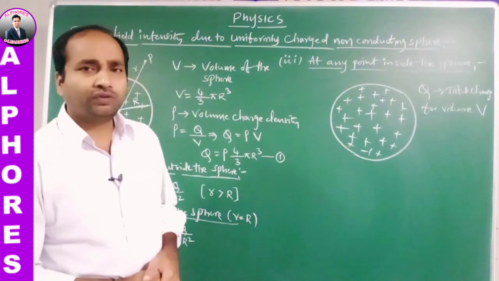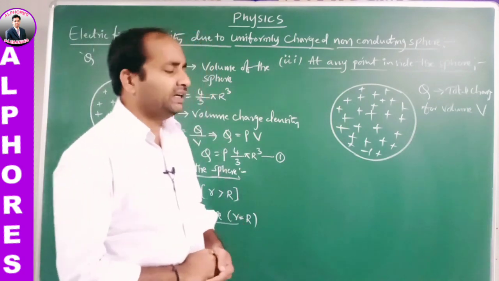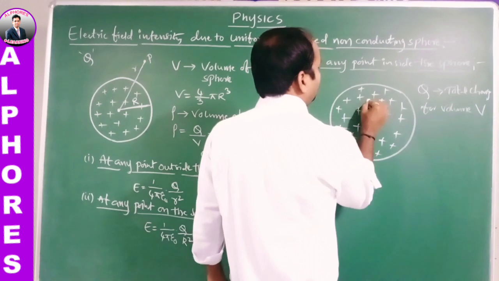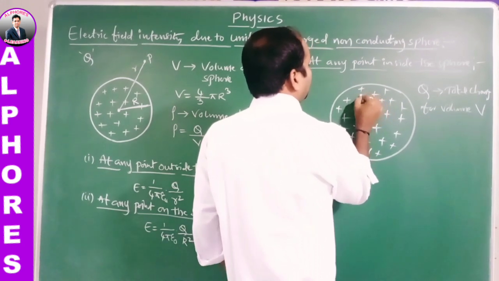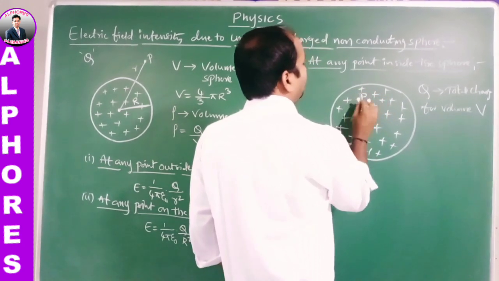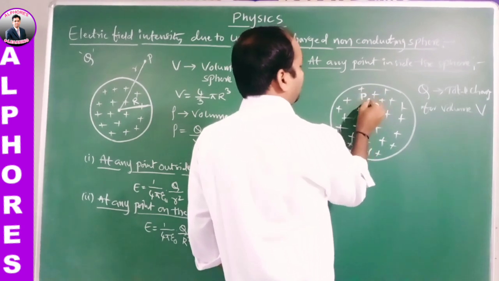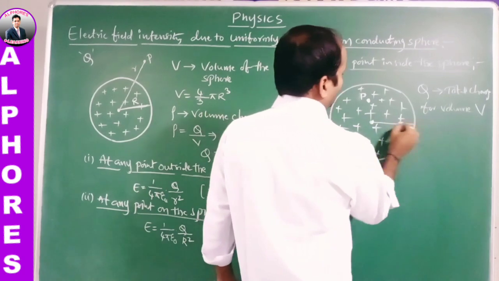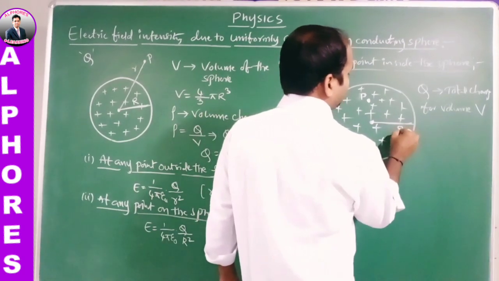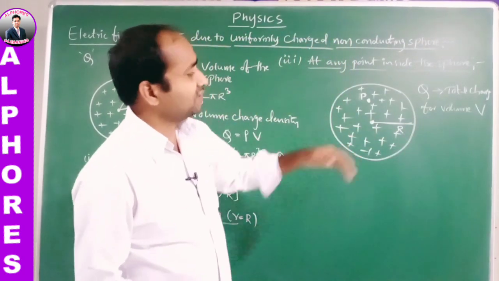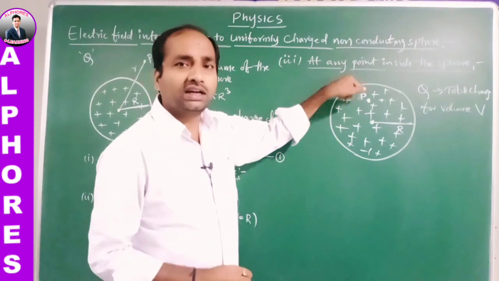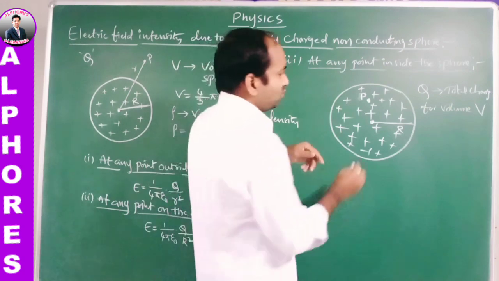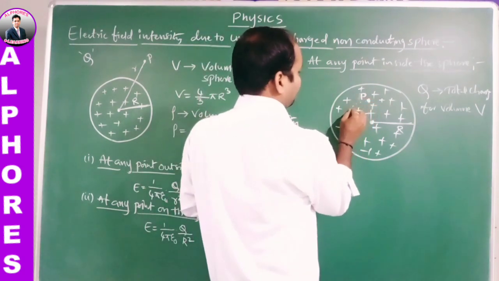Now we need to find the electric field intensity at any point inside the sphere. For example, we calculate the electric field intensity at the point P. Let us take this as the center, and capital R is the radius of the sphere. So here we are constructing a Gaussian surface.